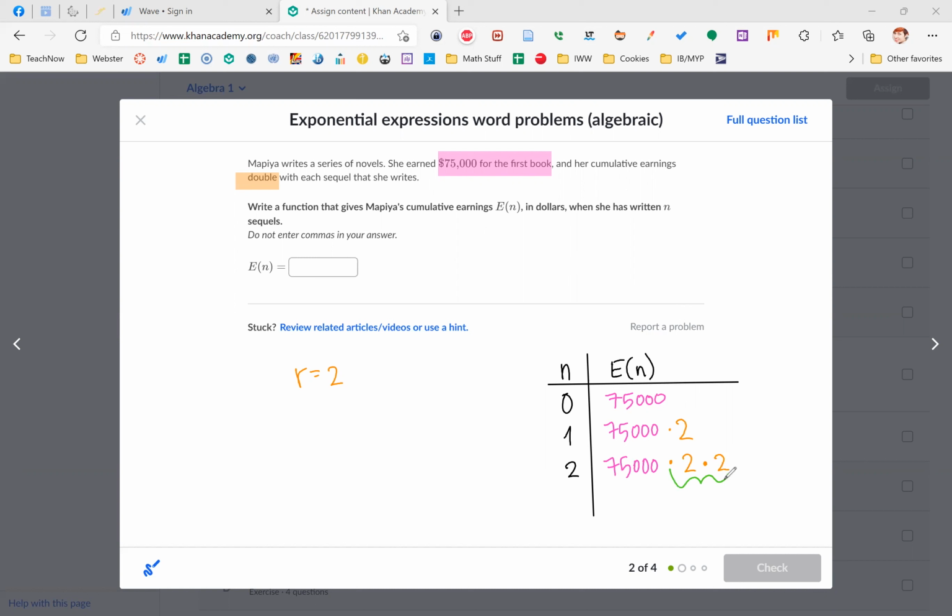The question is, how many times am I doing this multiply by 2? It is the same as this value, which means my expression is e of n equals, I'm always having this initial amount. I am then multiplying by 2. And how many times am I doing it? N times.